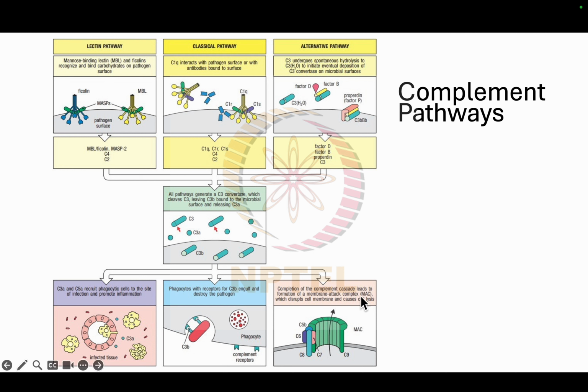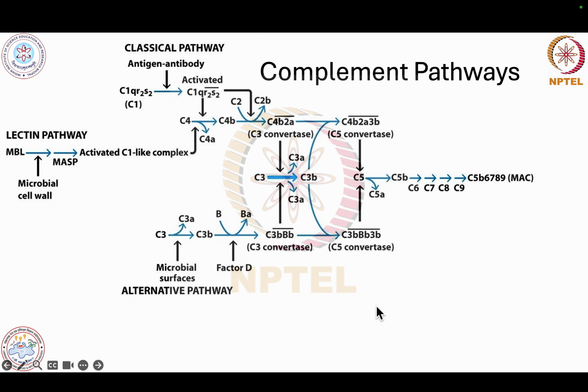Completion of the complement cascade leads to formation of the membrane attack complex or MAC, which disrupts the cell membrane and causes cell lysis. This is the final event. So this is the classical pathway. Here you will see different complement proteins getting activated in a cascade mechanism. The classical pathway is helped by the antigen antibody complex. This is the lectin pathway, involving mannose binding lectins, and this is the alternative pathway. Ultimately they all form the membrane attack complex.